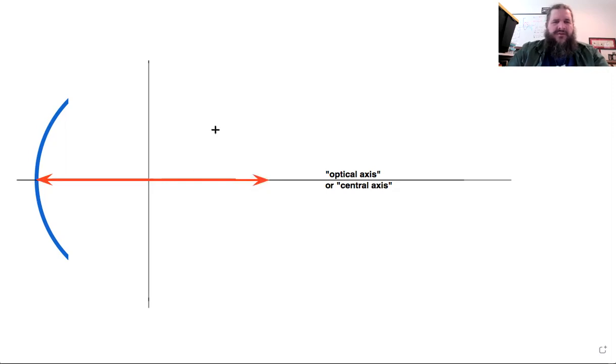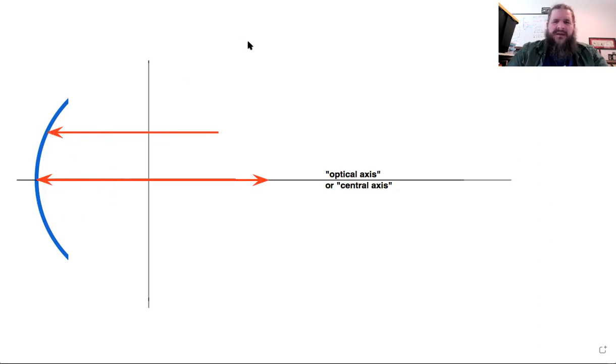But let's say we have another ray of light that's also parallel to the central axis, and it hits the mirror here. What would you expect to happen to that? Would you expect that to reflect straight back? Or would it reflect and bounce upwards? Or it would reflect and bounce downwards? What do you think is going to happen there? Yeah, that's going to reflect and bounce downwards.